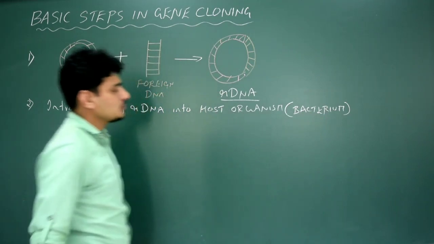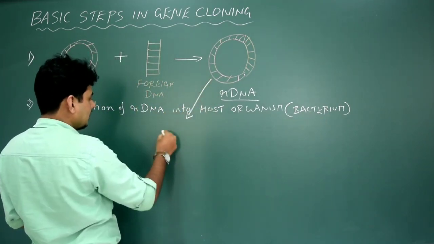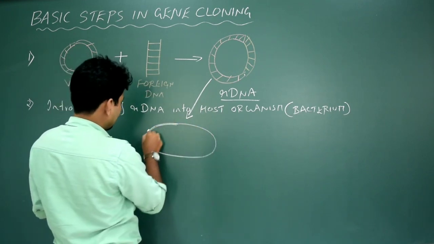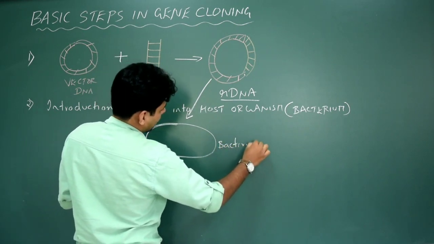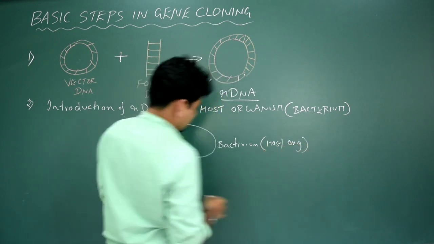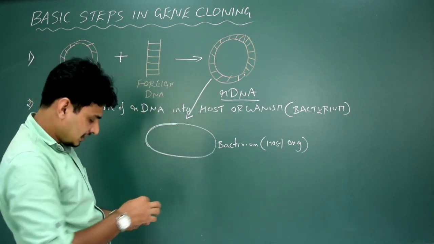So the host organism is bacterium for our understanding. So I am going to introduce this rDNA into a bacteria. So I am drawing a bacteria. So white color one is the bacterium now. Bacterium, we just write host organism. Why is it host? Because it's going to carry our recombinant DNA.